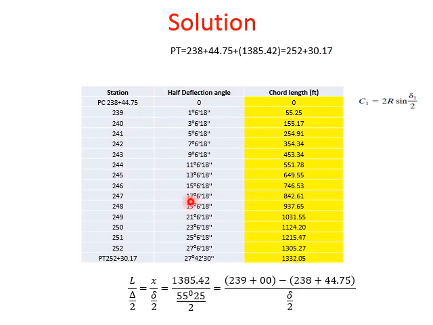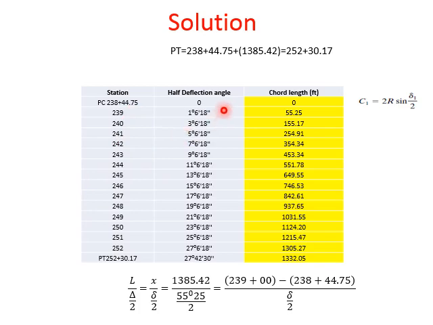Then we have to prepare this table. So the first column is the stations. You start with PC, end at PT, and then between them you have full stations like we had for vertical curves. So after 238 plus 44, the next station is 239, then 240, and so on.